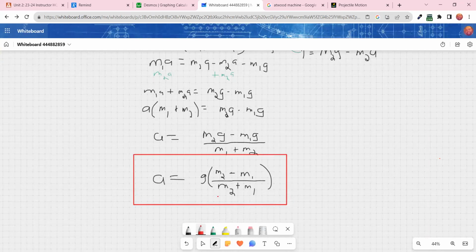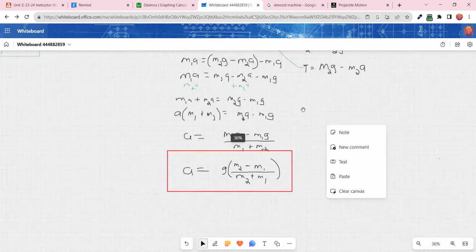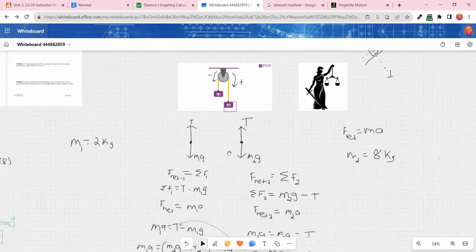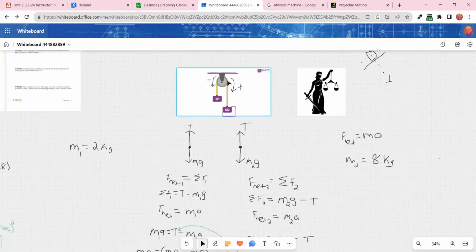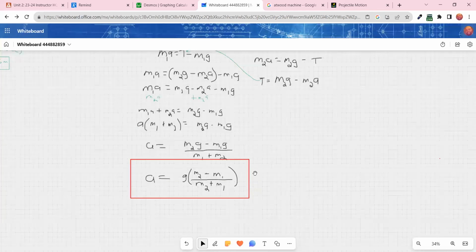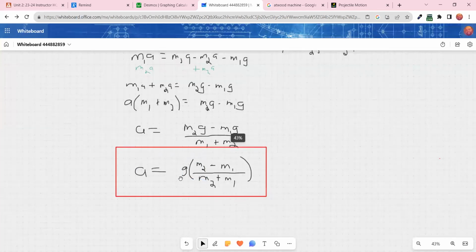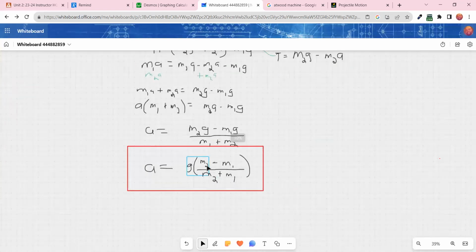This is always the equation for the acceleration of an Atwood machine. Whenever I have a block tied to another block on a pulley machine, if they weren't connected, they would both fall at G. But since they are slowing each other down, they're going to be multiplied by some fraction. That fraction is the difference in the masses divided by the sum of their masses. And the bigger number always goes first.